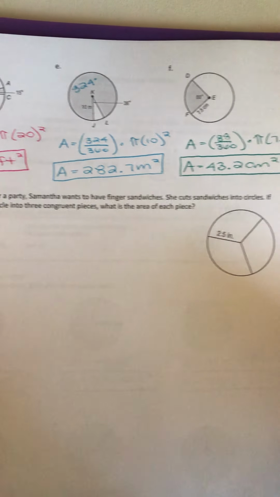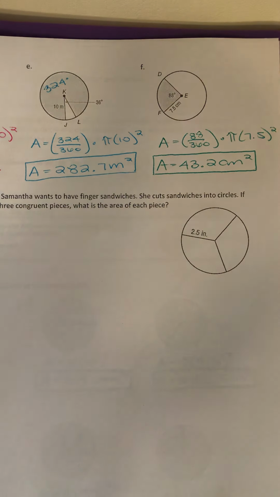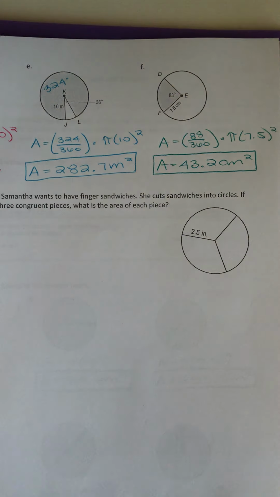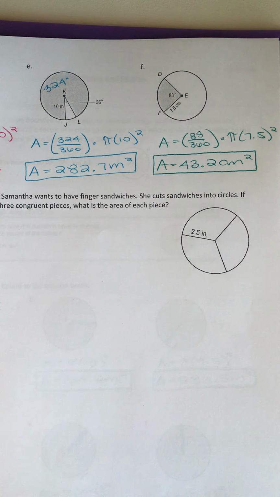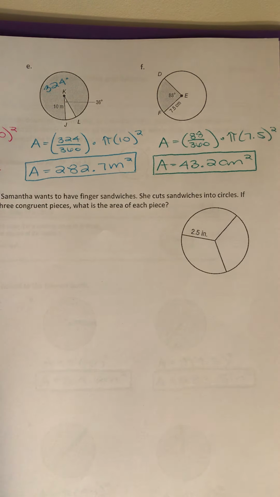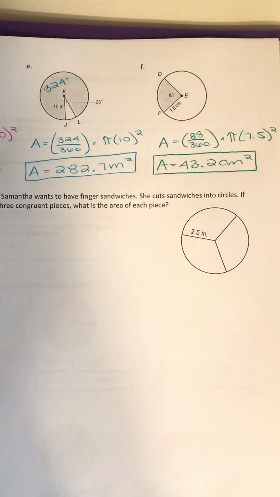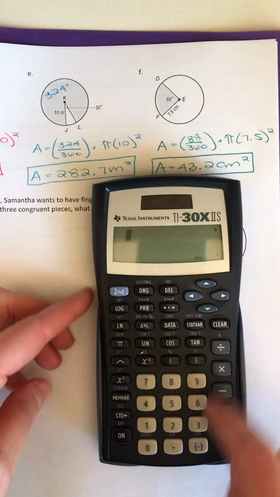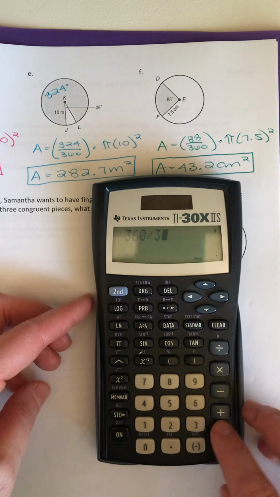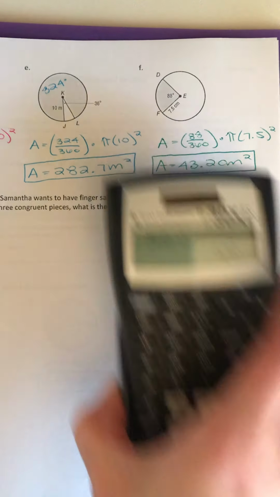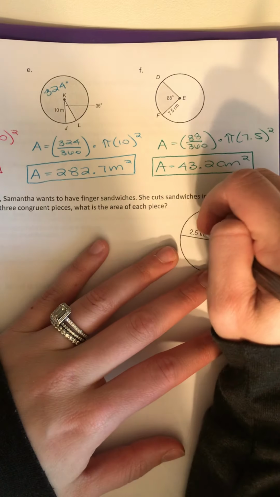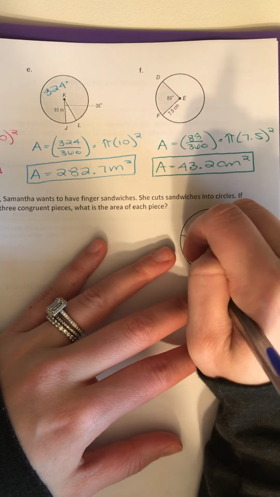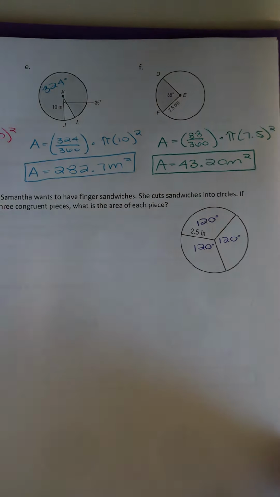Here are the last three to check. All right, the last problem. So for our party, Samantha wants to have finger sandwiches. She cuts sandwiches into circles. If she cuts each circle into 3 congruent pieces, what is the area of each piece? So like I said earlier, the entire thing is 360. I want to divide that by 3 because she cut it into 3 congruent parts. So what that means is each portion is 120 degrees. So each of these angles is 120 degrees.